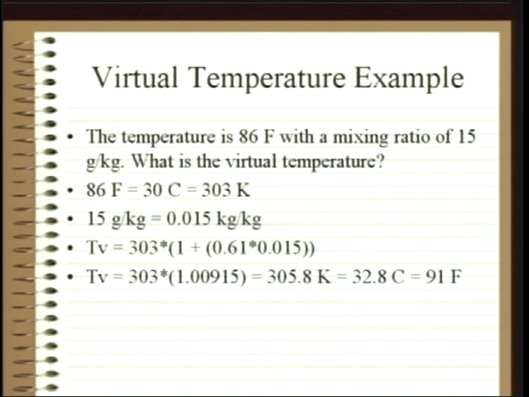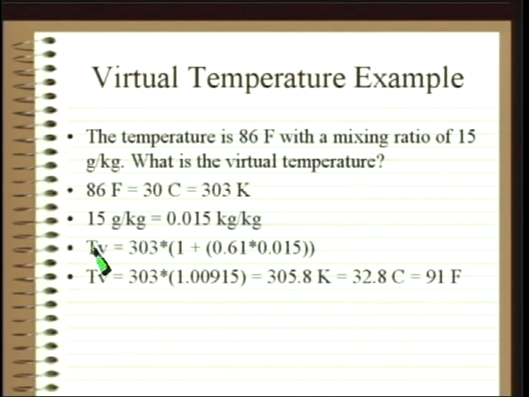Next, we'll look at an example problem. The temperature is 86 degrees Fahrenheit with a mixing ratio of 15 grams per kilogram. And we're asked, what is the virtual temperature of this air? So one thing to keep in mind, once you get to your final answer, ask yourself, is the answer realistic? A realistic answer is going to be that the virtual temperature is always going to be a little bit warmer than the actual temperature. And the more moisture there is in the air, so the higher the mixing ratio value is, generally the greater the difference between the temperature and the virtual temperature.